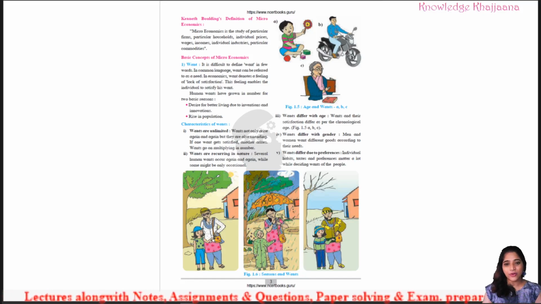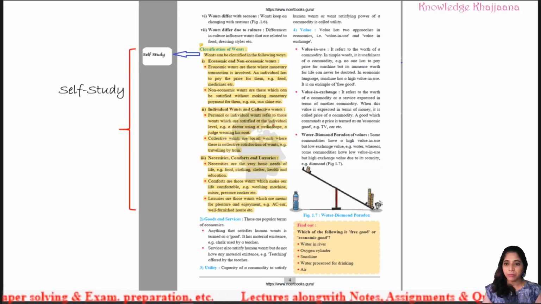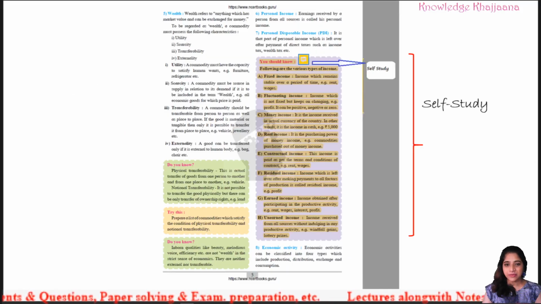Today we are going to learn page number 3, 4. Out of that 4th page, this paragraph, that is classification of goods, that is column number 1 on page number 4, is considered as self-study. Then from page number 5, column number 2, that is also considered under self-study.